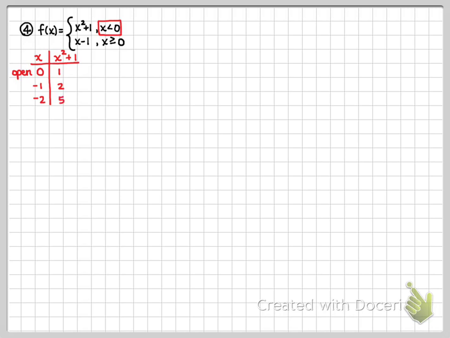So off to the side, I'm going to go ahead and start setting up my graph and plot those points. Now when I plot 0, 1, I am going to make sure that it is a hole. So 0, 1, it's not going to be filled in. And then the other points, I plot like I normally would. So -1, 2, and -2, 5.